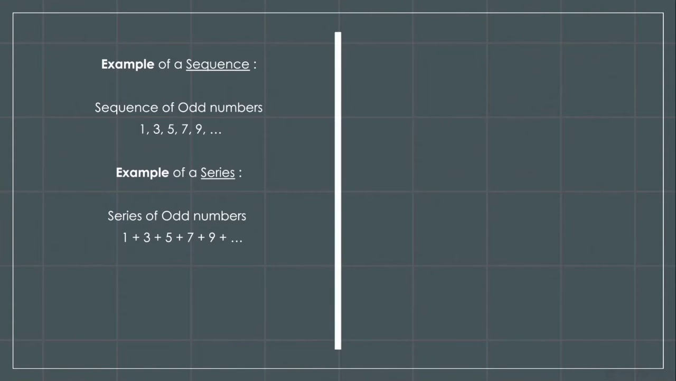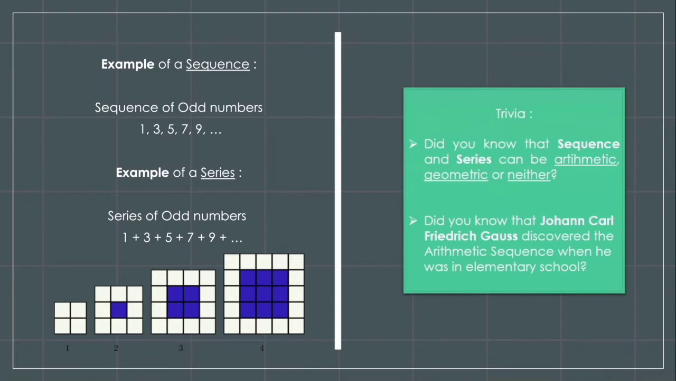An example of a sequence is the sequence of odd numbers: 1, 3, 5, 7, 9, and so on. While an example of a series, for the odd numbers, is 1 plus 3 plus 5 plus 7 plus 9, and so on. Fun fact, did you know that sequence and series can be arithmetic, geometric, or neither? And did you know that Johann Carl Friedrich Gauss actually discovered the arithmetic sequence when he was only in elementary school? Pretty amazing if you ask me.